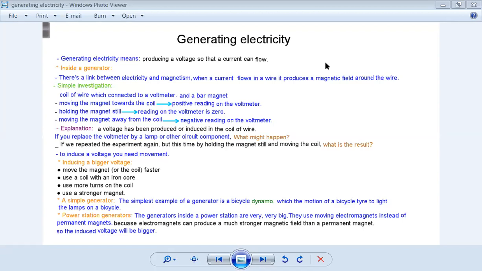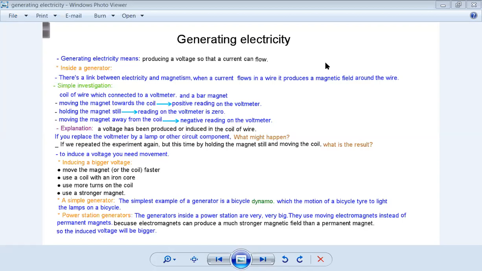Generating electricity means producing a voltage so that a current can flow. So when we generate electricity, we are producing voltage. When the voltage is produced, the current will flow through the wires. So what's happening inside the generator?